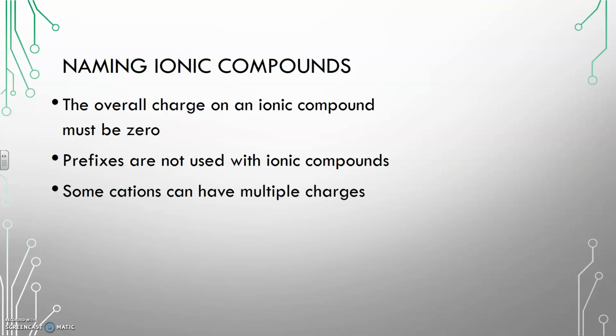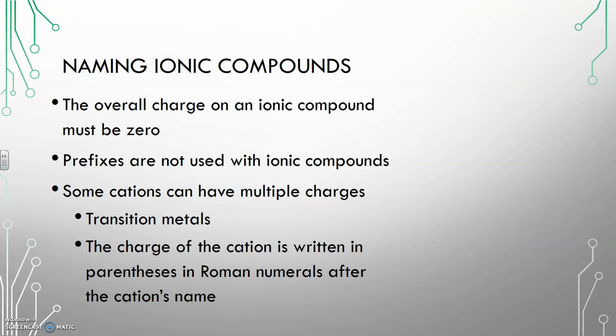Some cations can actually have multiple charges. These are the ones found in the center of the periodic table, known as the transition metals. The charge of the cation for these is written in parentheses in Roman numerals after the cation's name.